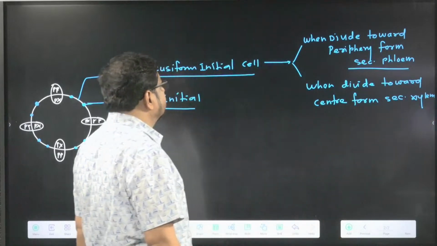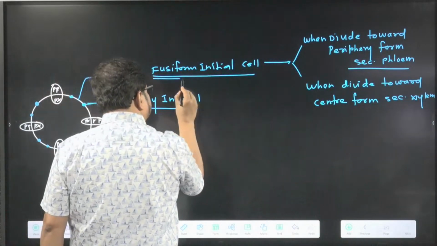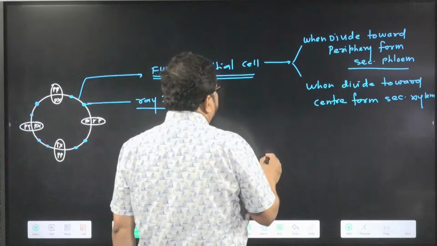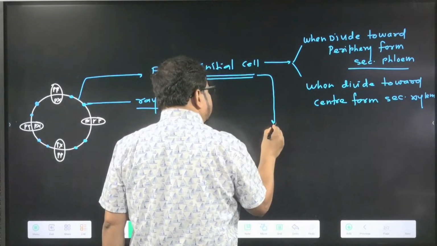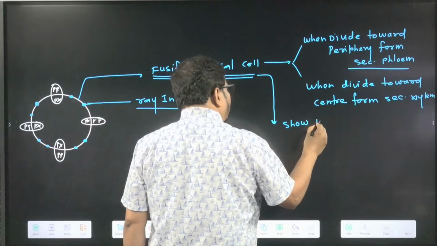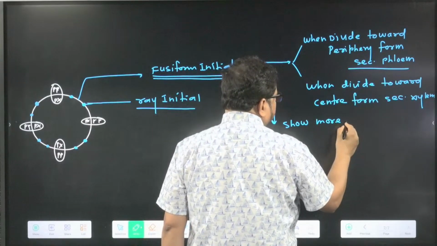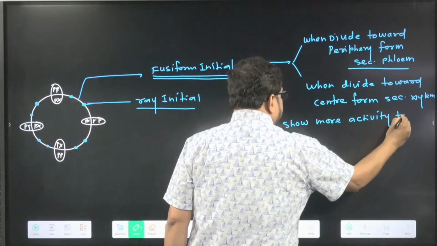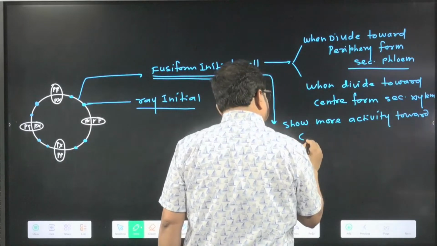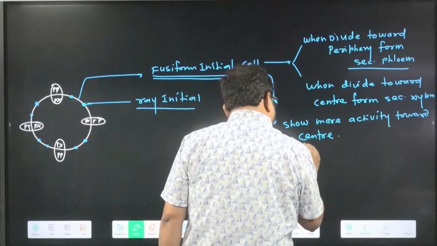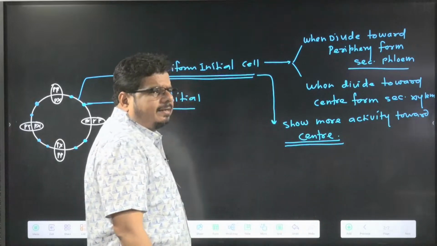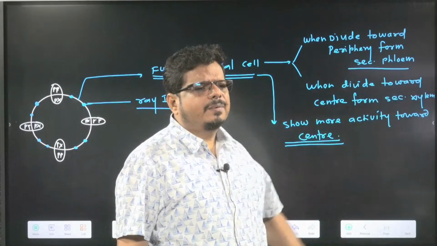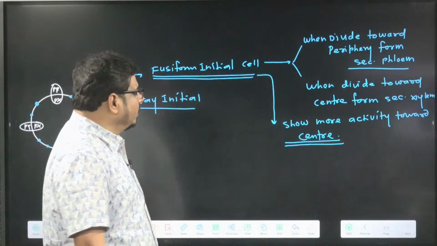Are you getting the idea or not? So secondary xylem and secondary phloem are formed by which cell? Fusiform initial cell. And these fusiform initial cells show more activity toward the inside, toward the center. I am asking a question now: will more layers of secondary xylem form, or more layers of secondary phloem? Tell me. I wrote a line.